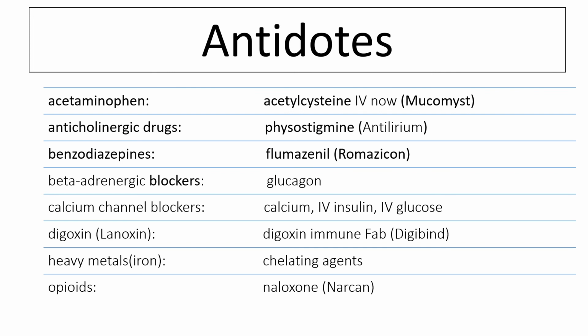So naloxone would be for someone who's either semi-comatose or unconscious and they can't protect their airway, or they have low blood pressure, or they're breathing extremely slowly and they can't maintain oxygenation. We will use naloxone to reverse the opioid effects.